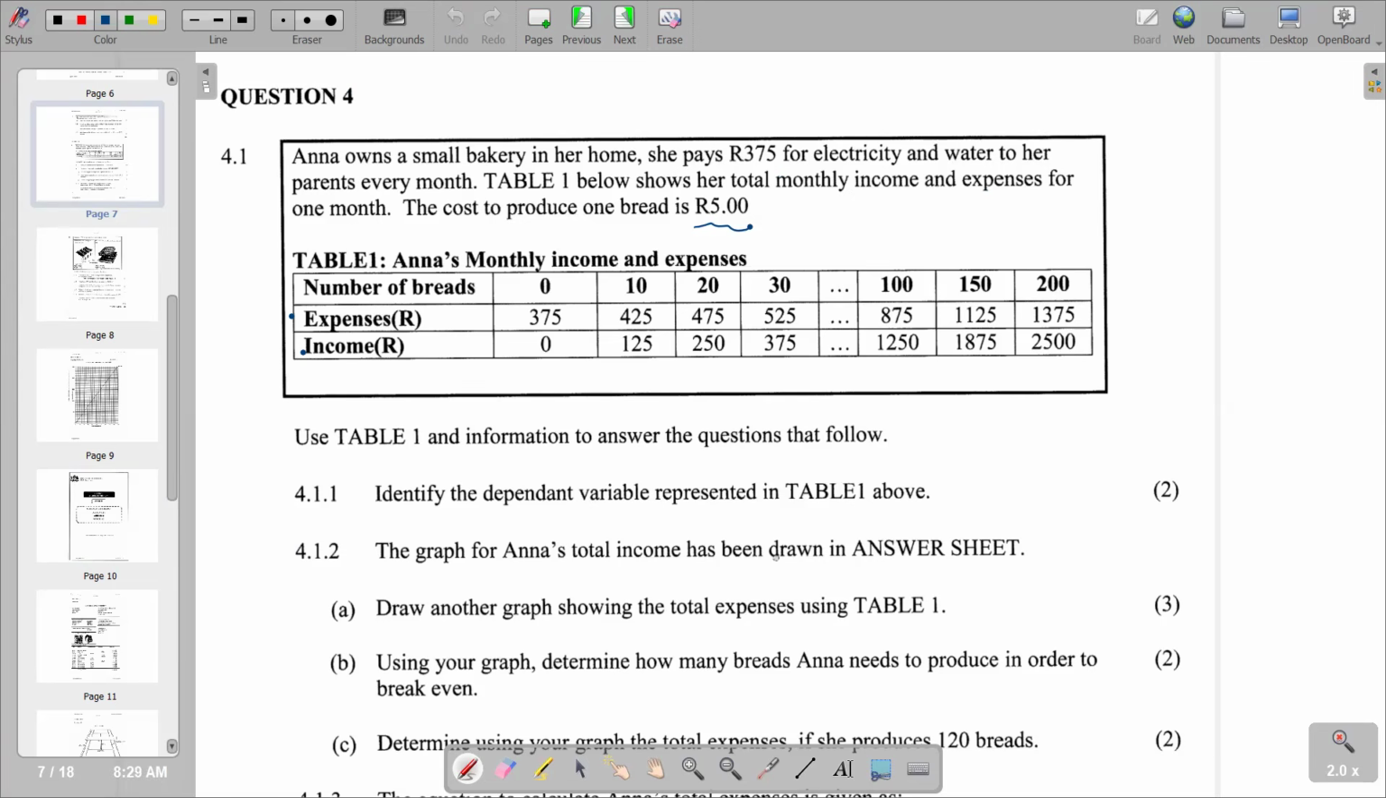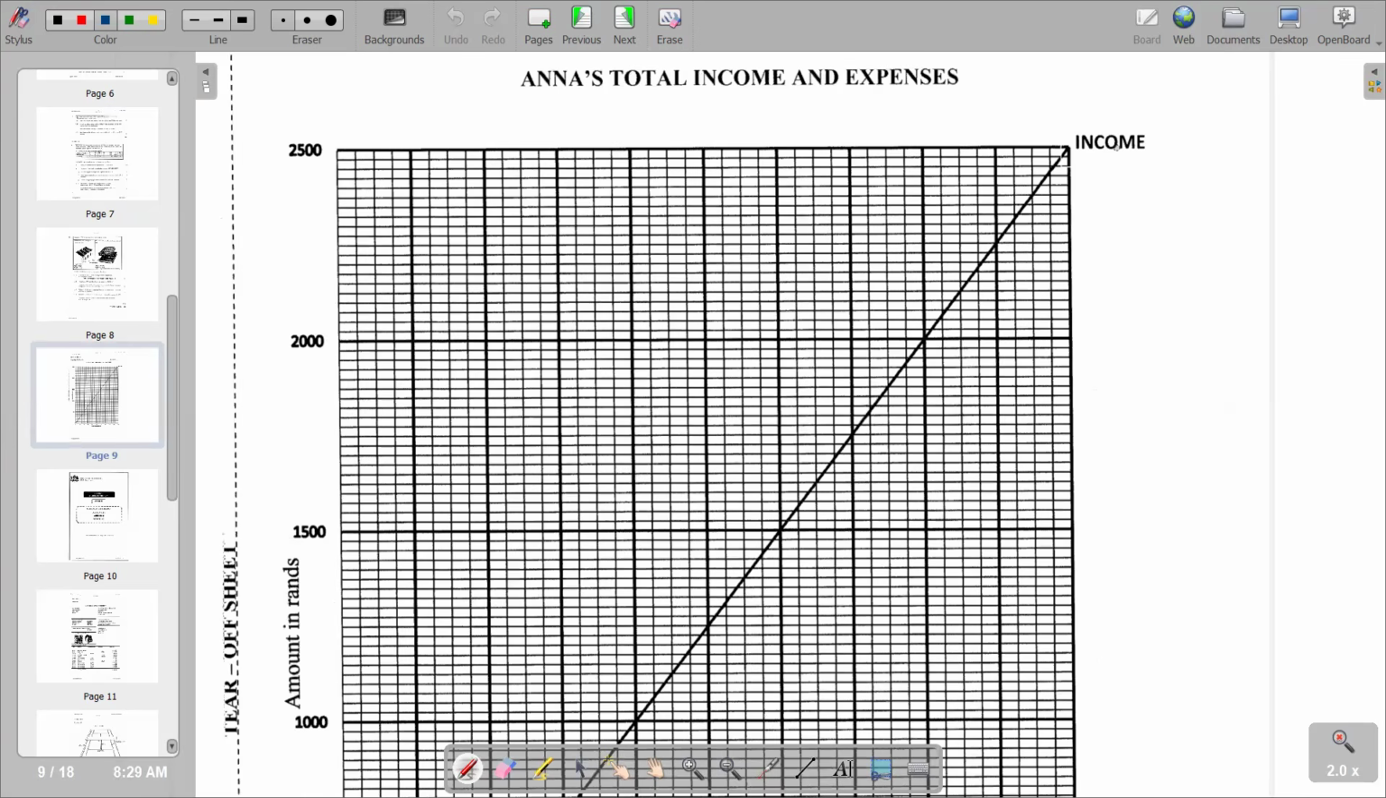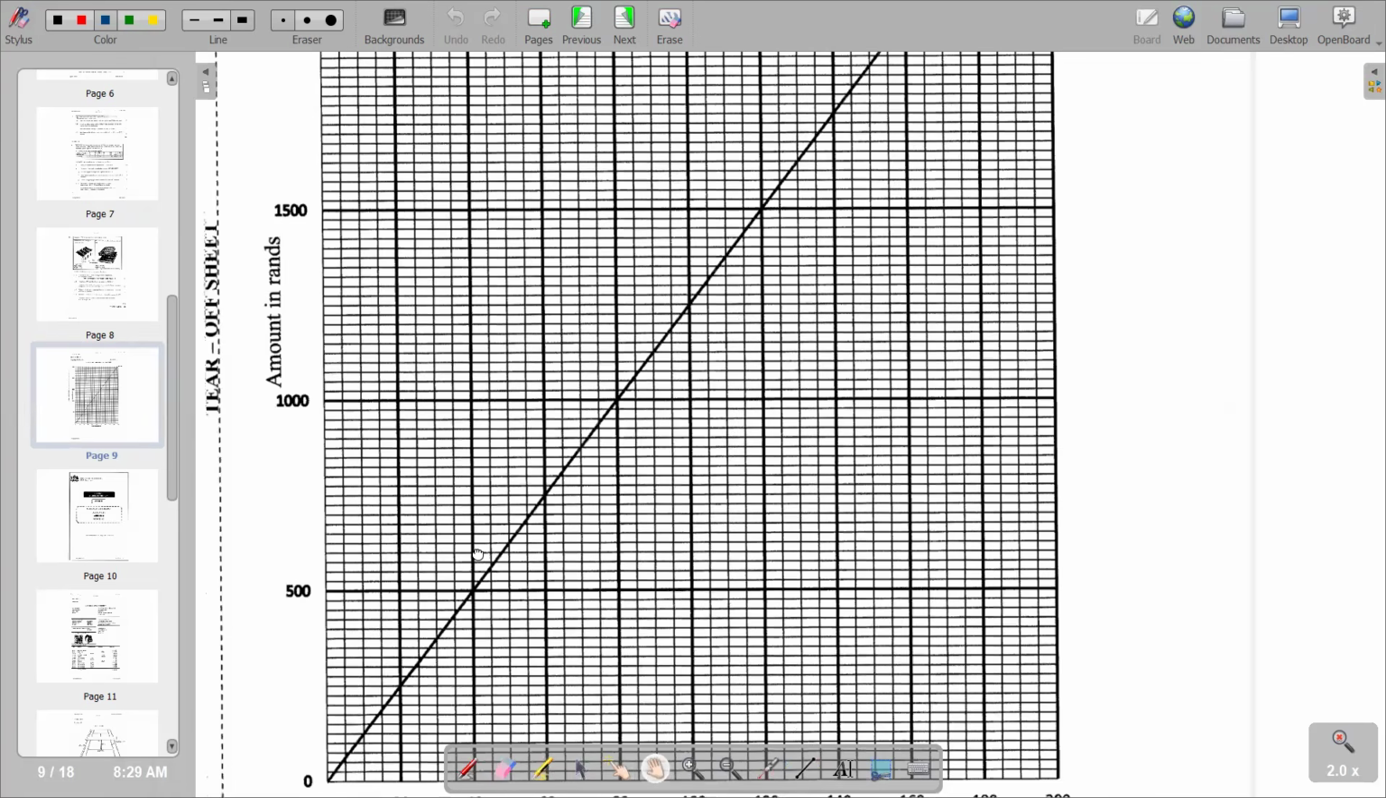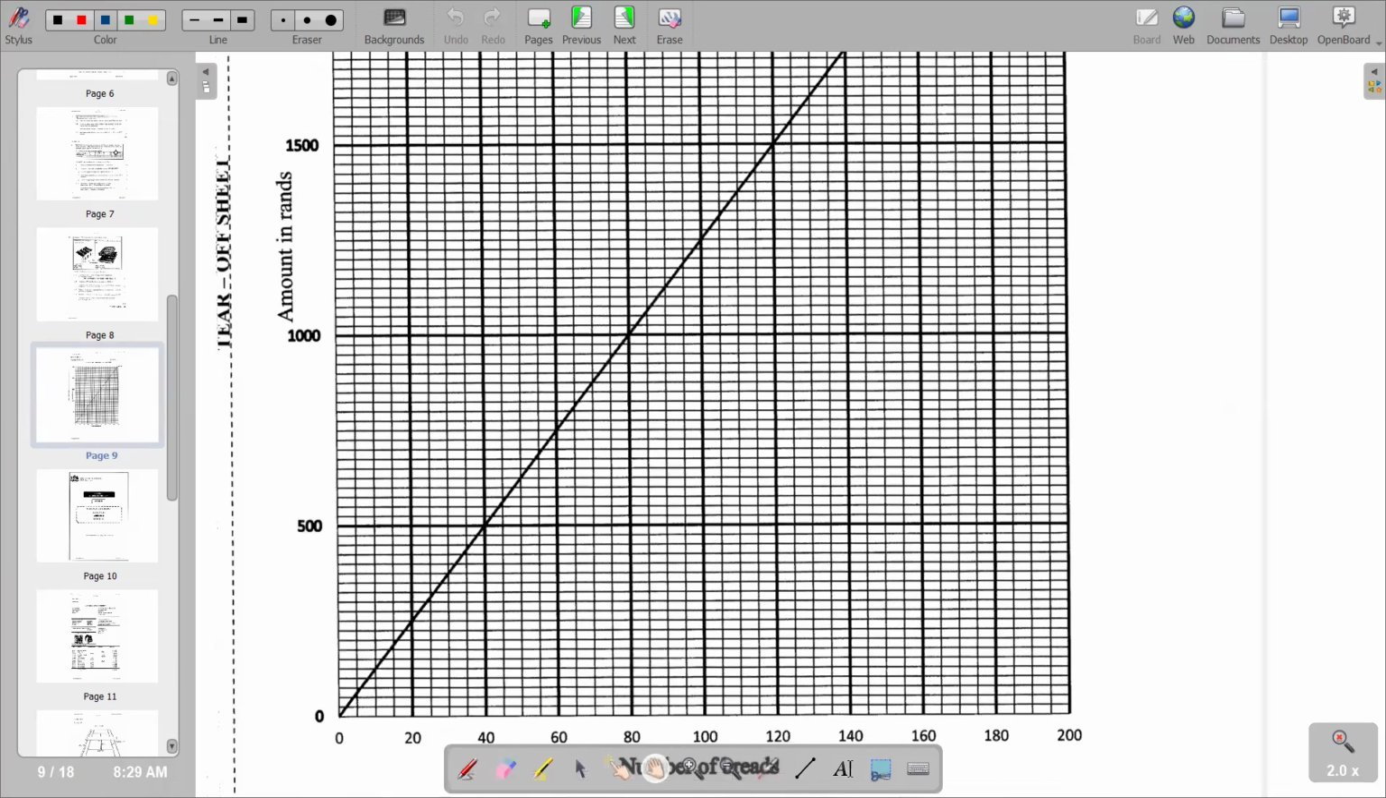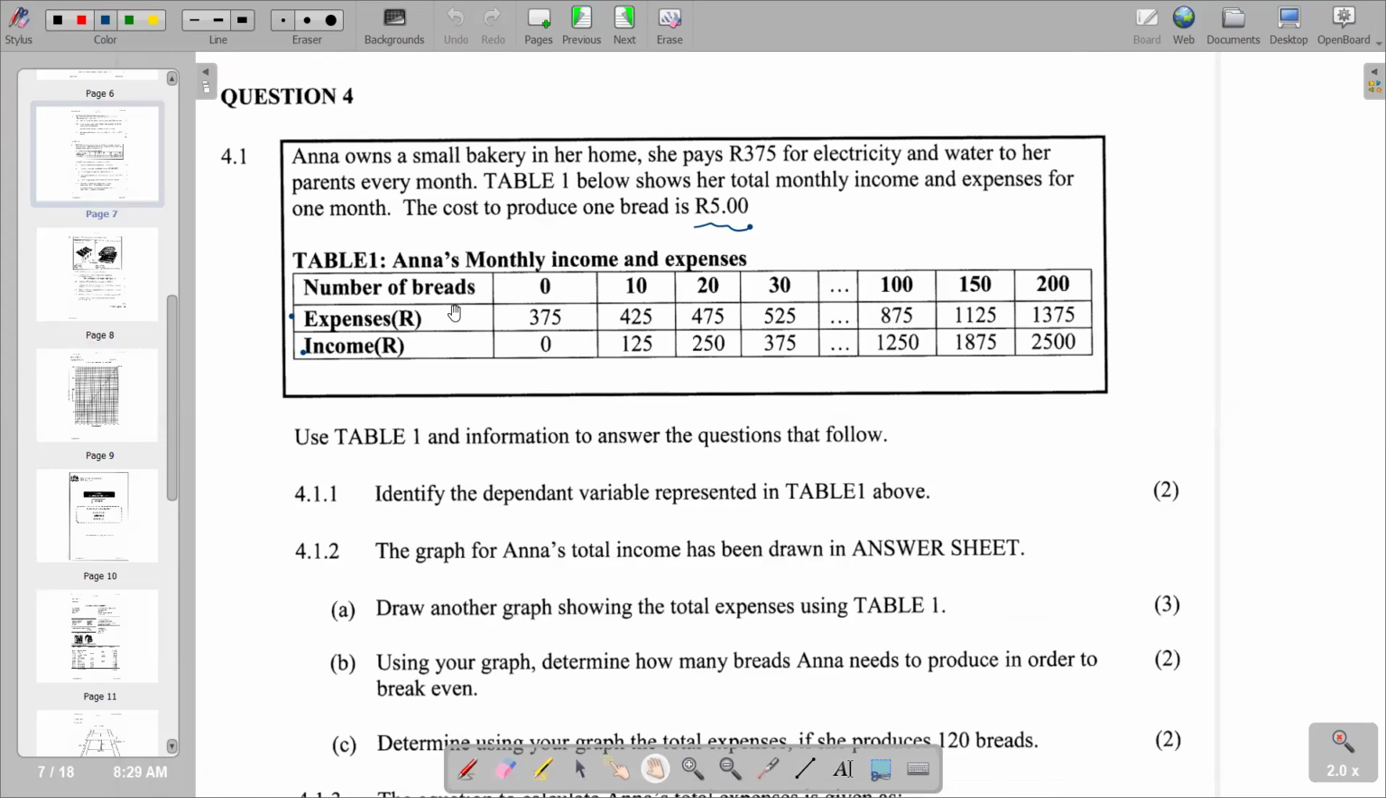Income is already drawn in the answer sheet. Draw another graph showing the total expenses. We've got a constant value, the cost to produce one bread is 5 rand. So obviously we are going to have a direct proportion. So if you go to our answer sheet, you see that this is the graph that we have. This is the income curve starting from the point of origin. So the one that we need to come up with is the expenses one.